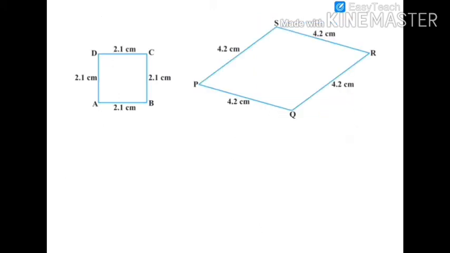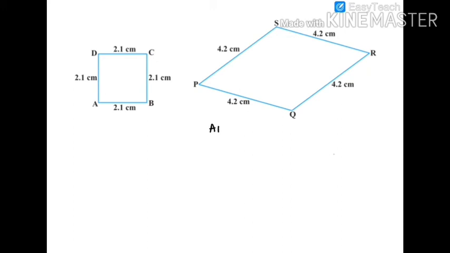Third example, the first figure is a square. We can see all angles are 90 and all sides are equal. The second figure is a rhombus. All sides are equal but angles are not 90. So let's find the ratio of corresponding sides of these two figures.